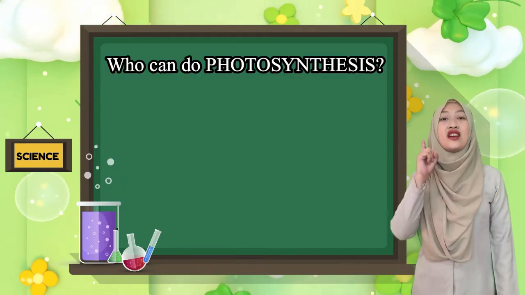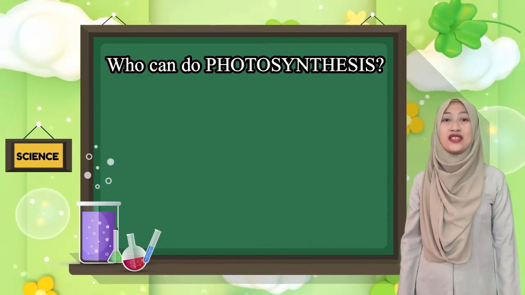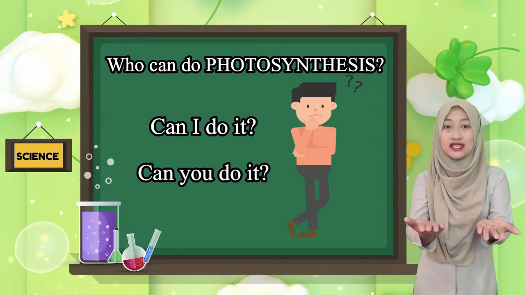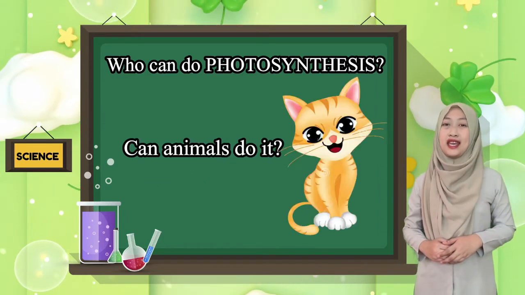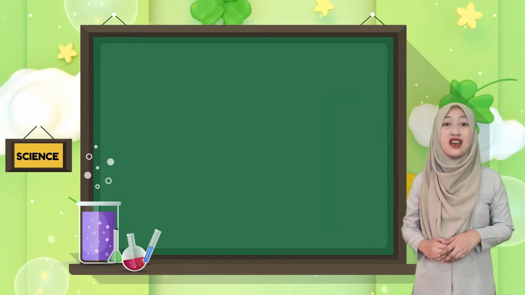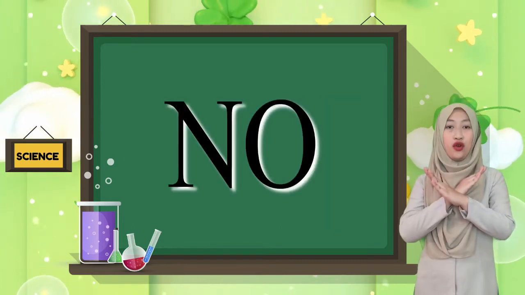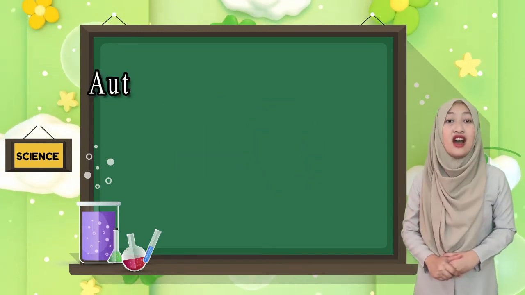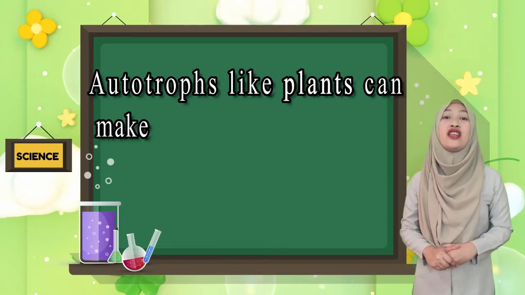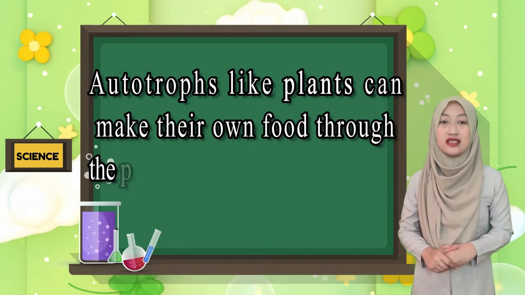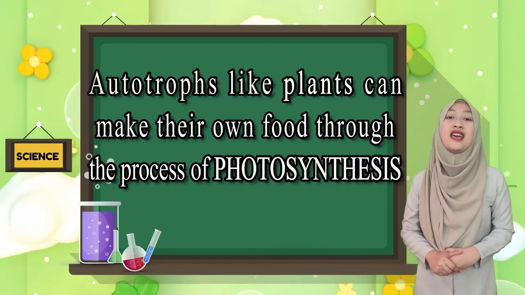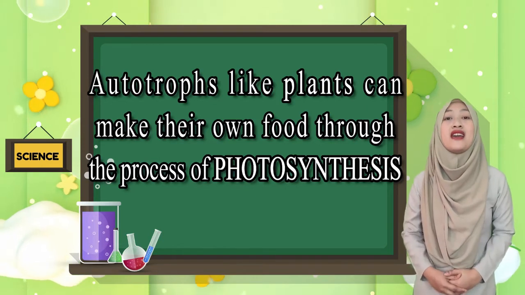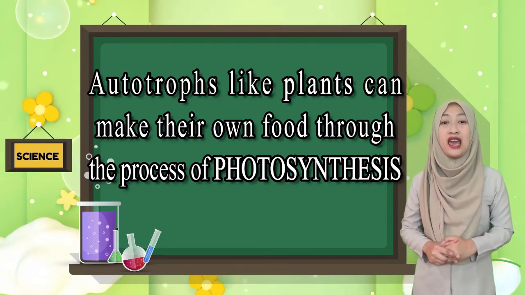Okay, so first question. Who can do photosynthesis? Can I do photosynthesis? Can you do photosynthesis? Or can animals like cat do photosynthesis? The answer is no. As you may have learned from your previous science topics, autotrophs such as plants are the ones that undergo photosynthesis, meaning they can make their own food. So photosynthesis is simply the process of making food.